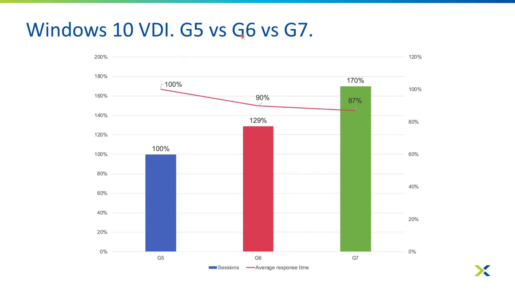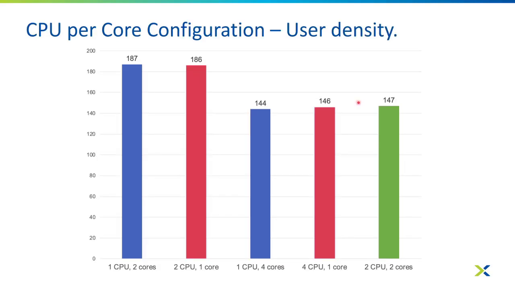So if you're confronted with a situation, do I go with G6 or G7? In terms of performance, the G7 obviously is better: user density is higher and application response time is faster.